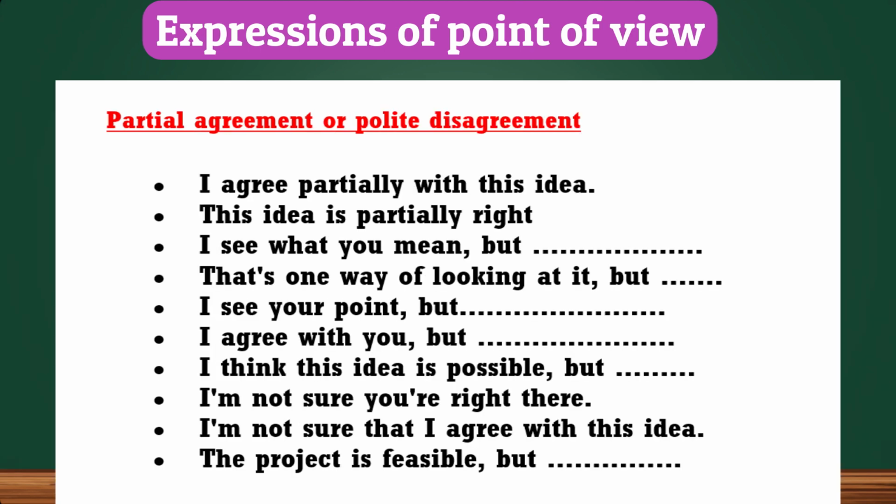Now when you agree partially, or it is a kind of polite disagreement, you say, "I agree partially with this idea." "This idea is partially right." "I see what you mean, but that's one way of looking at it." "I see your point, but..." "I agree with you, but I think this idea is possible, but I'm not sure you are right there." "I'm not sure that I agree with this idea."